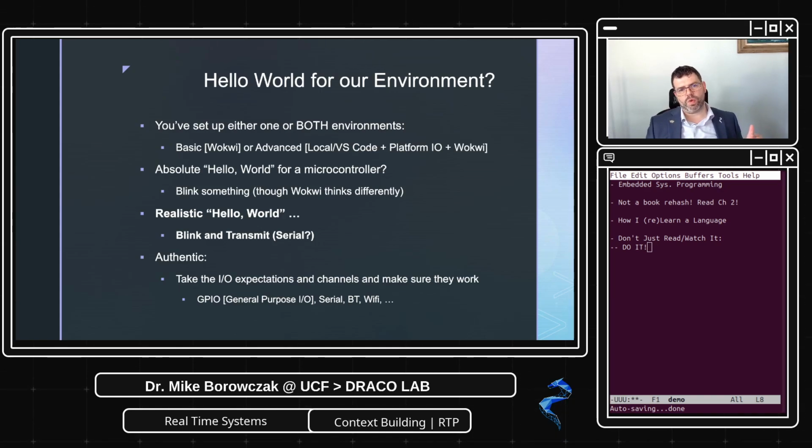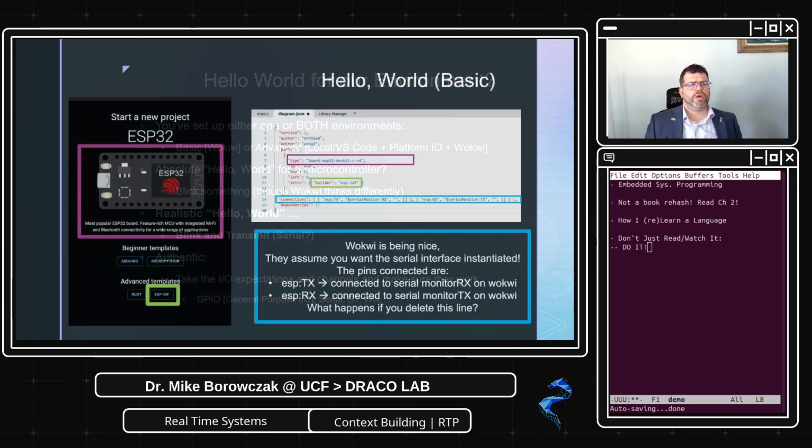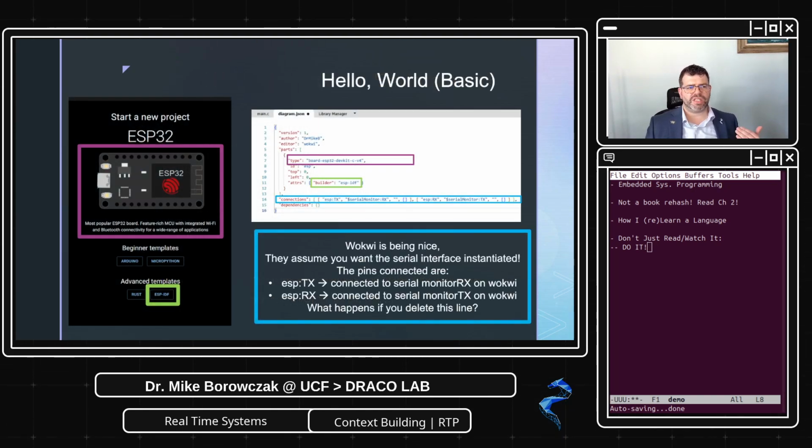Authentic, so where this would really extend is take the I/O that you're expecting, all right, and make sure that it works. So do the GPIO pins, the general purpose I/O pins, do those work as expected? Does the serial connection work? Does Bluetooth work? Does Wi-Fi work? Before you start doing all the nitty-gritty development, you want a baseline to make sure that your subcomponents work in your system. So that's basically what that is. All right, so here's how I would do it.